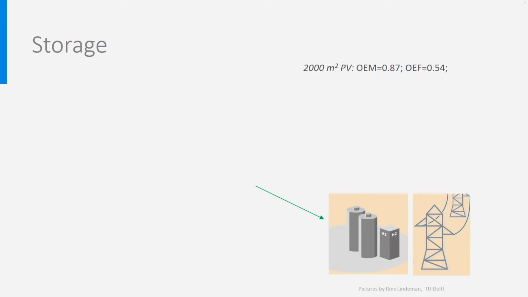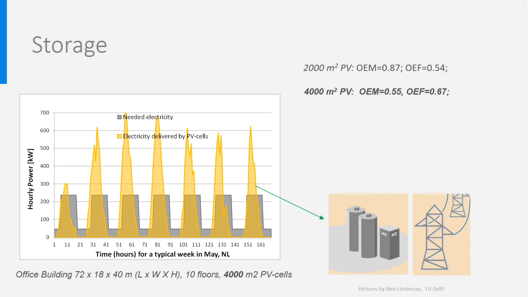Let's go back to our Dutch summer week. With 2,000 square meter PV cells, we had an OEM of 0.85 and an OEF of 0.54. If we double the amount of PV cells to 4,000 square meters, the OEF increases a bit to 67%, meaning that 67% of the demand can be covered by the PV cells. The OEM decreases a lot. Instead of 87% of the production being used in the building, only 55% can be used directly. Therefore, 45% could be stored in batteries, used to make hydrogen or sold to the grid.